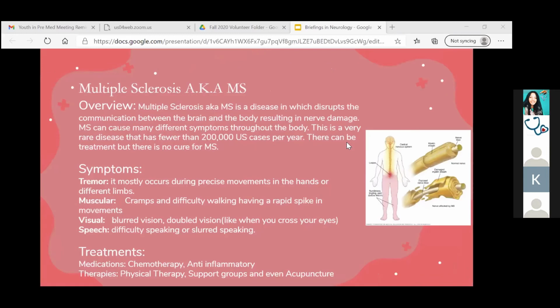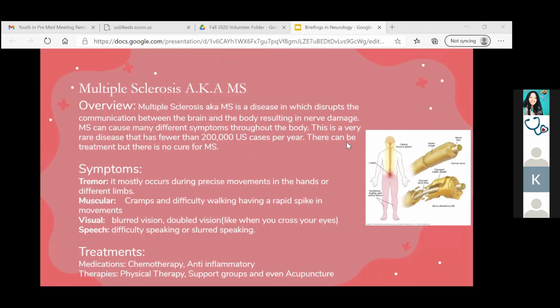The next thing we're going to talk about is multiple sclerosis, aka MS. So MS is a disease which disrupts the communication between the brain and the body, resulting in nerve damage. MS can cause many different symptoms throughout the body. This is a very rare disease that has fewer than 200,000 US cases per year. There can be treatment, but there's no cure for MS.